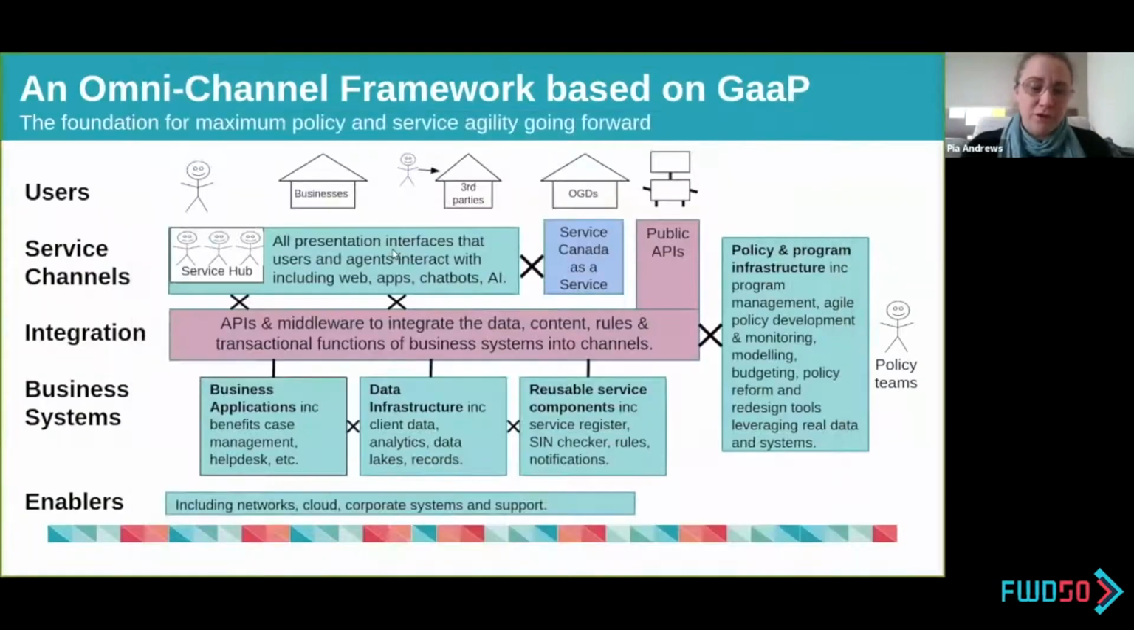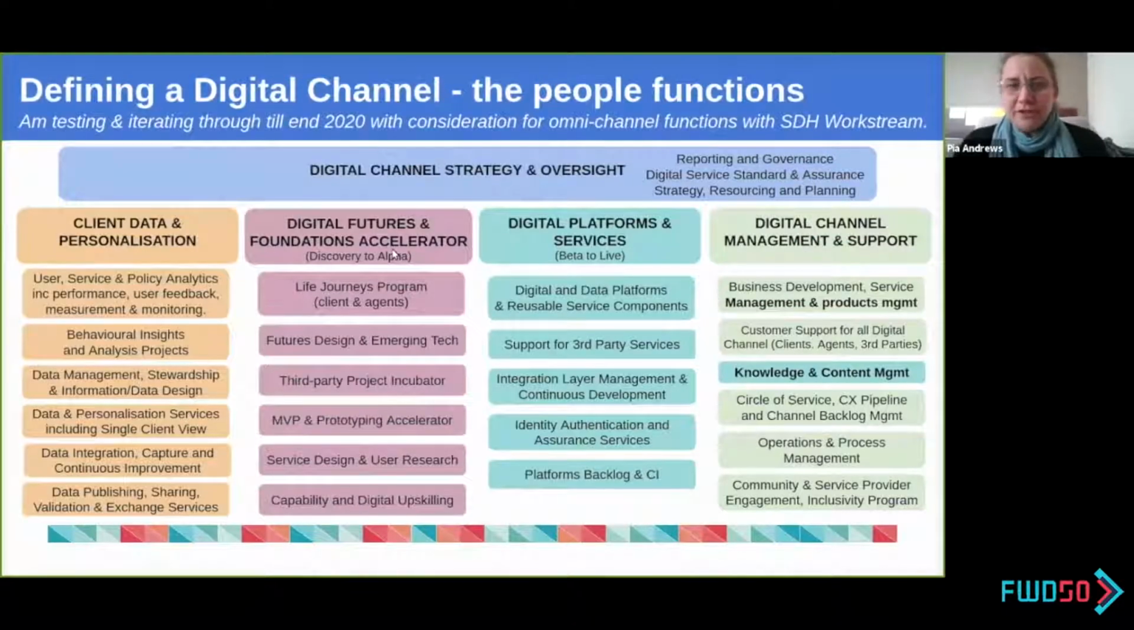So this fairly simplistic diagram gives you, if you like, a framework, the notion that everything is either in your front end, so your service channels become your presentation layer and all of the support functions and mechanisms around that, and then everything else is reusable from your back end. So let's jump into the people functions a little bit.